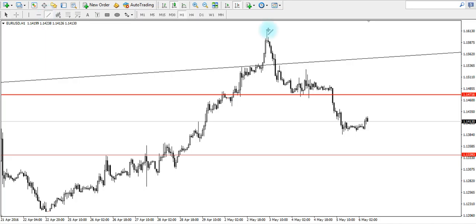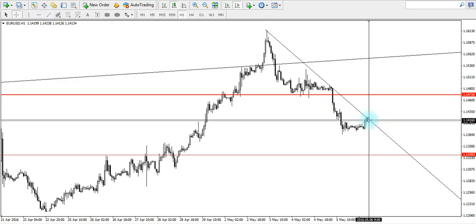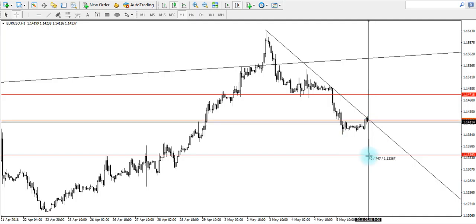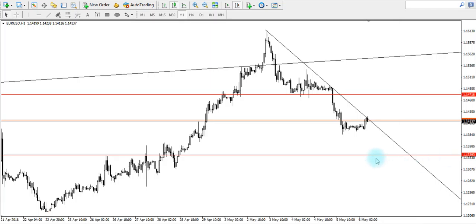And if we plot the falling trend line right here, we can see that the price is being resisted at the falling trend line. Highly possible that the price will go for another wave of depreciation to the price of 1.1339. That's the next support level that we can find right here. So that's for the euro against the US dollar.